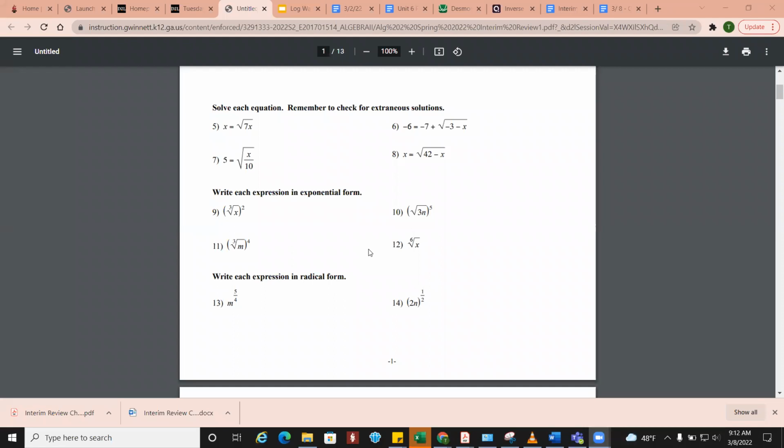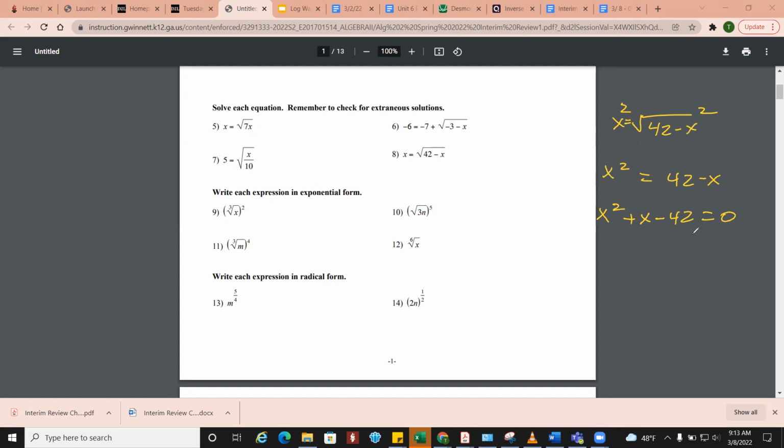So on number 8, we've got x equals the square root of 42 minus x. So we want the square root to be on its own, right? Which it already is. So in order to get rid of that square root, we're going to square both sides. And so this will be x squared equals 42 minus x. Now I'm going to move everything to the other side because it's a quadratic. So I've got x squared plus x minus 42 equals 0.